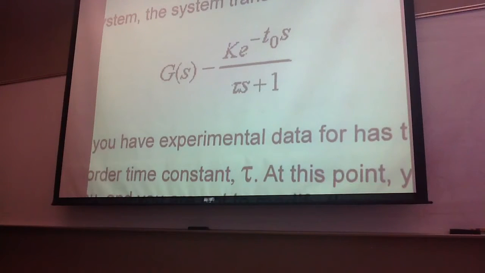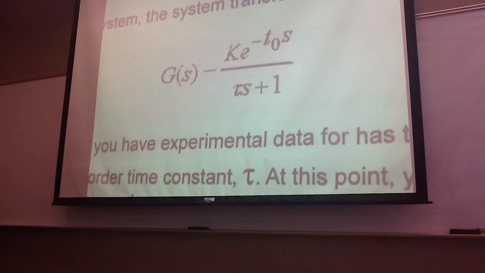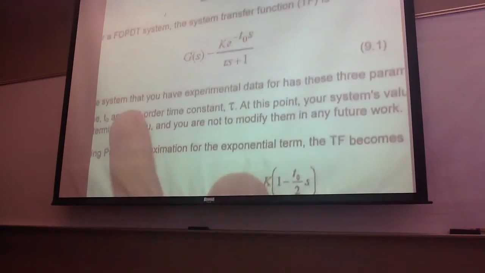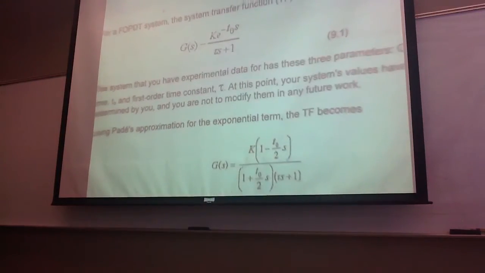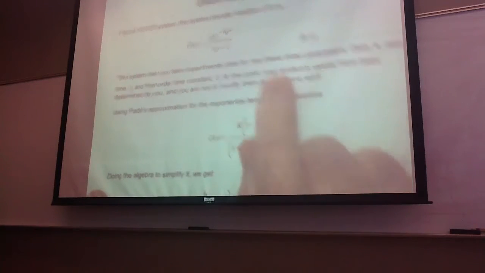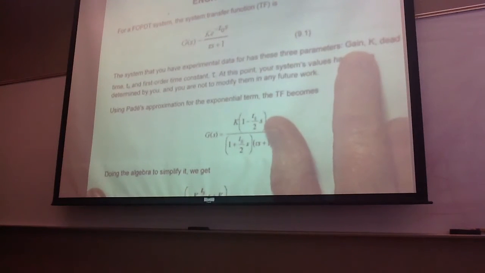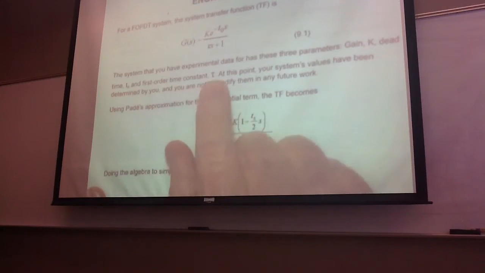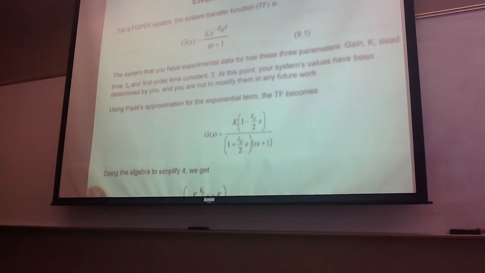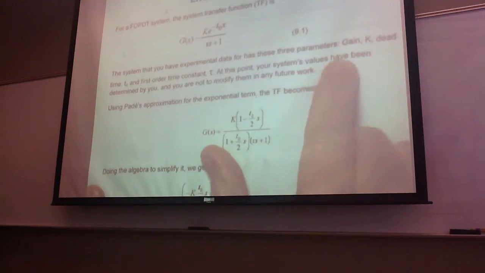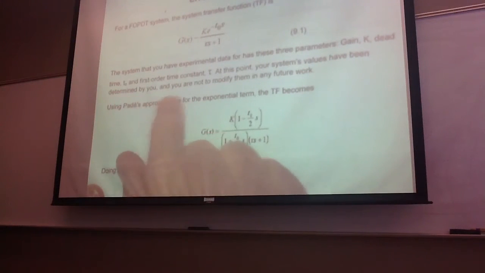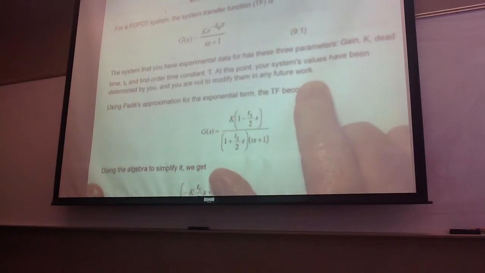Now, so it says here the system that you have experimental data for has these three parameters: gain, dead time, and first order time constant. You wrote them on these things, right? Everybody say yes, Dr. Henry. Yes, Dr. Henry. At this point, your system values have been determined by you, and you are not to modify them in any future work, unless, of course, somebody tells you otherwise, like the voice came to Nathan.